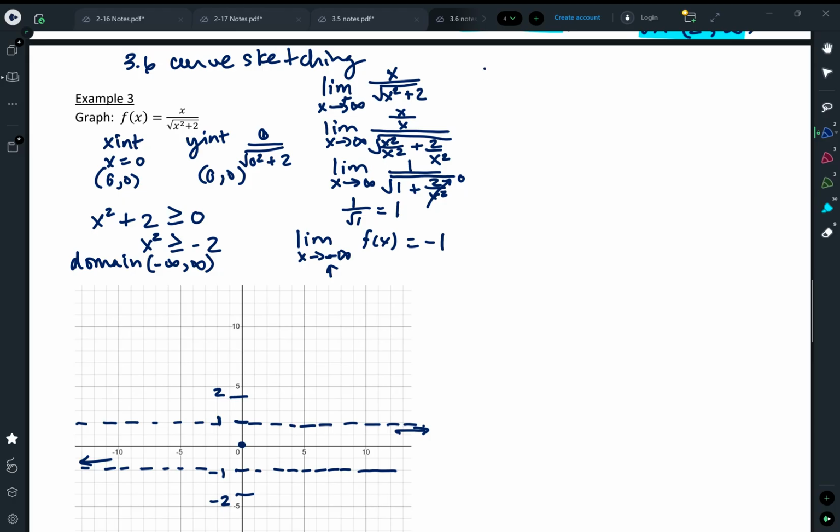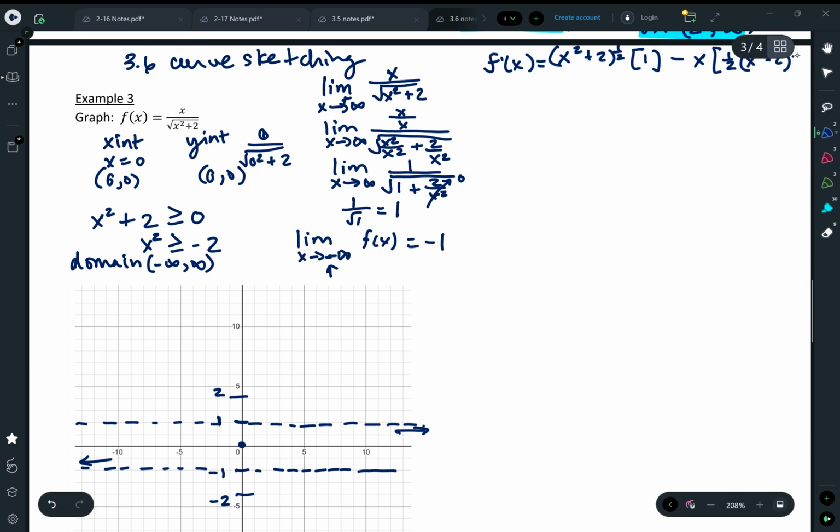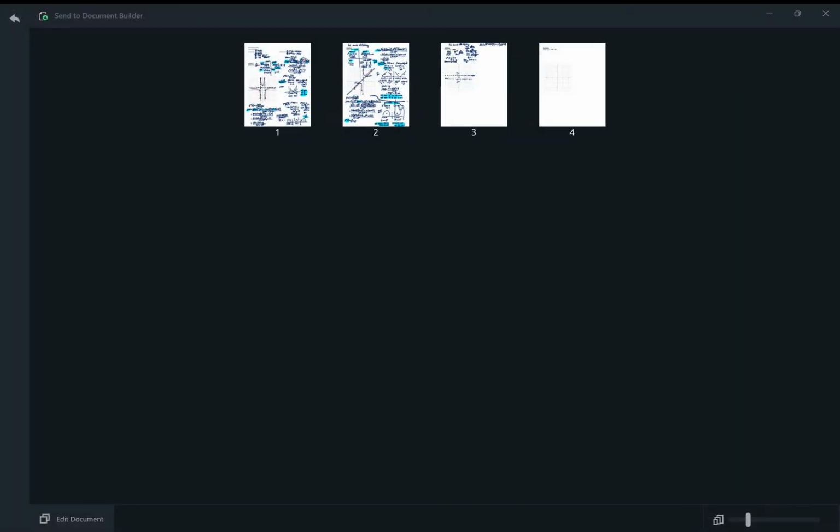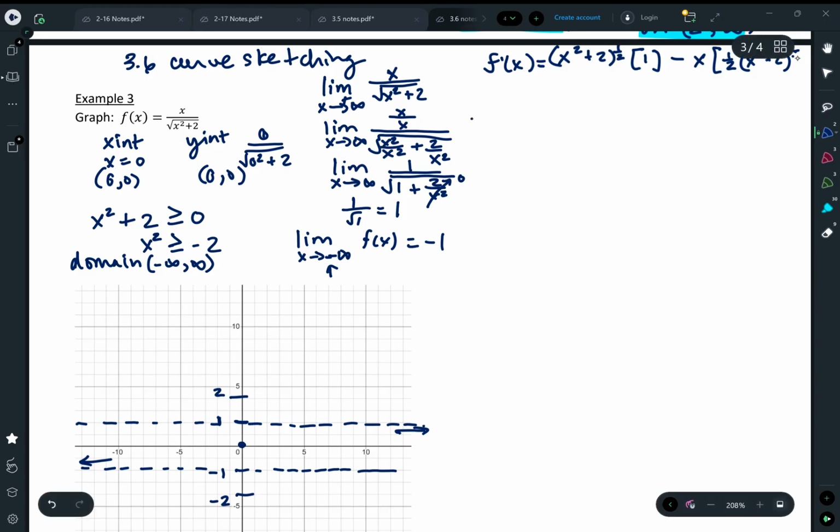So my first derivative, I would have to do low d high. So low is x squared plus 2 to the 1/2 power. Derivative of the high is 1, minus high d low. So x times 1/2 x squared plus 2 to the negative 1/2 power, and then times a 2x.